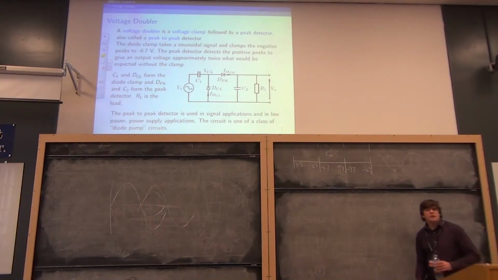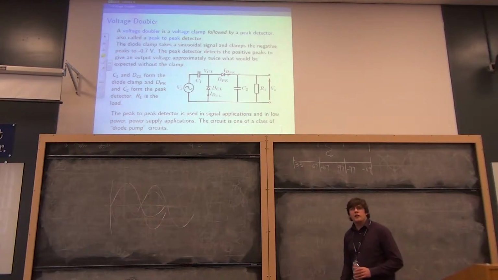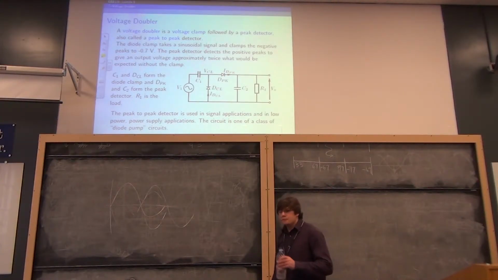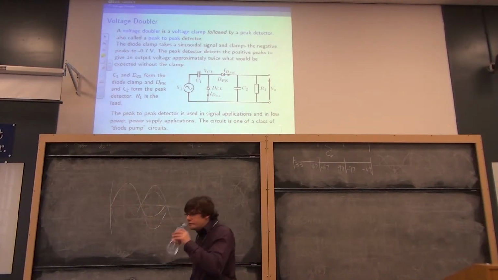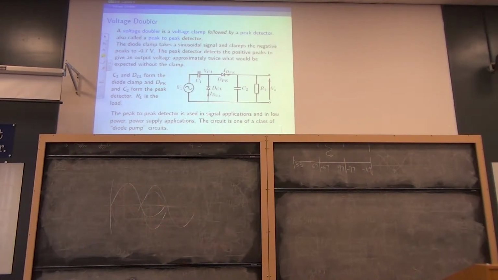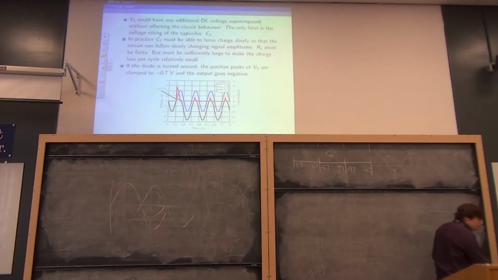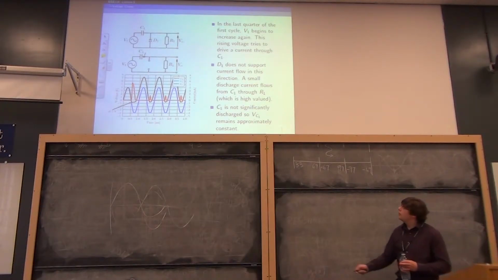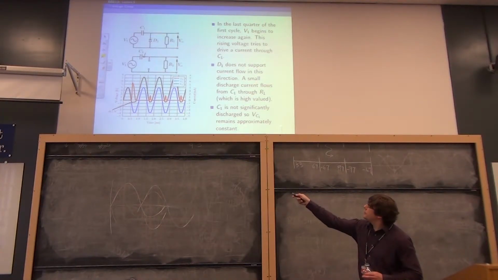So we can put the clamp and the peak detector together. And if we do it like this, we can form a voltage doubler. The reason is, we will firstly clamp the lower portion, the lowest point of the sine wave. And from that we will gain the difference between that peak and that peak in terms of output voltage.